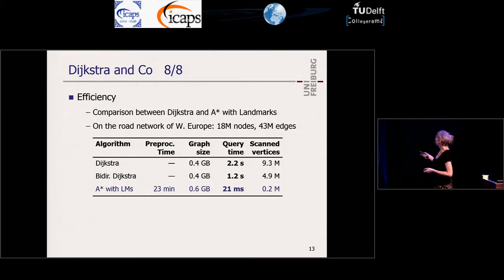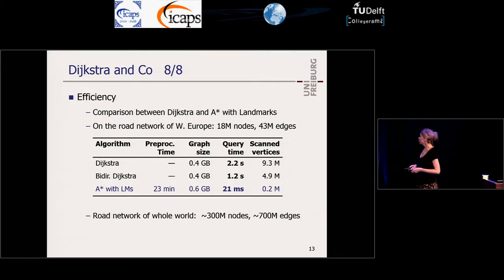You have to scan most of the vertices. This is average query times for just average source-target combinations. Graph size pretty compact. Bidirectional saves you a factor of 2, no more. You also see it here, half the search space. A-star is 100 times faster. But you need some pre-processing, 23 minutes. So not that bad. Let's see if we can do better.